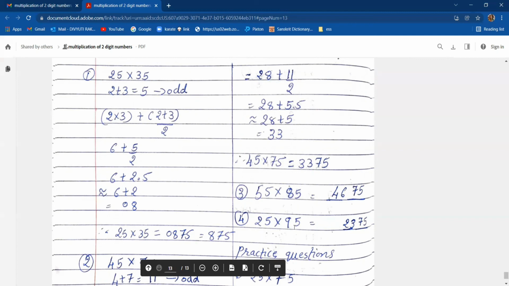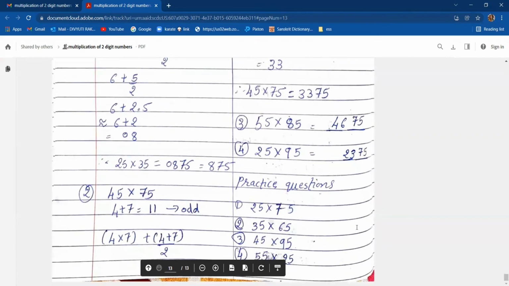Again, one more question. 25 into 95. So it will be 9 plus 2. 9 plus 2 will be 11. So it is odd. So 75 you have to put here. And 11 by 2 will be again 5.5. From that we will consider 5 only. And 9 twos are 18. 18 plus 5 will be 23. So 2375 is the answer.